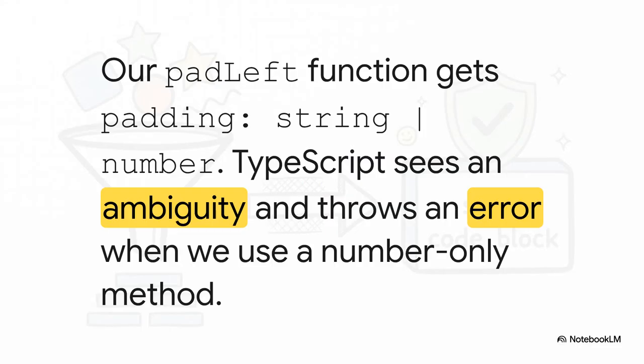Okay, let's examine the crime scene. We've got this padLeft function. The padding can either be a number of spaces, or it can be a string that we just tack on to the front. The problem happens when we try to do something that only works on numbers. TypeScript immediately puts up the yellow tape. It sees that ambiguous string/number type and basically says, "Whoa, hold on, I can't be sure this is a number." Our detective has found a suspicious ambiguity and needs more clues before we can proceed.